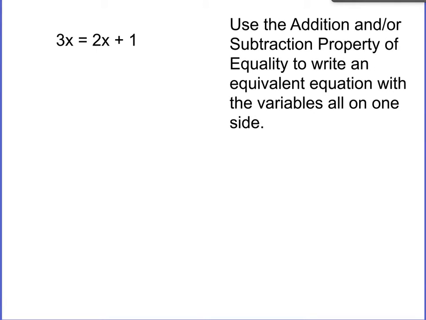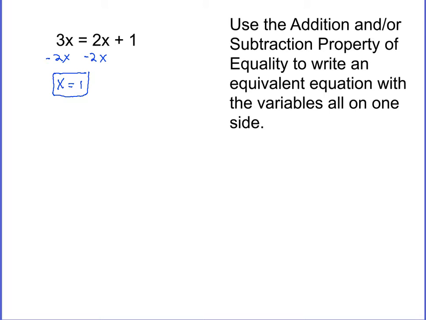Okay, so this is just the math language definition of what we're doing. We're using the addition and or subtraction property of equality, so we're just adding or subtracting to write an equivalent equation with the variables all on one side. So we're just going to rewrite this so that we don't have variables on both sides of the equation. We want our variables all to be on one side. So I'm going to subtract 2x and get it away from this 1. 3x minus 2x is 1x, and that is it. 1x equals 1.